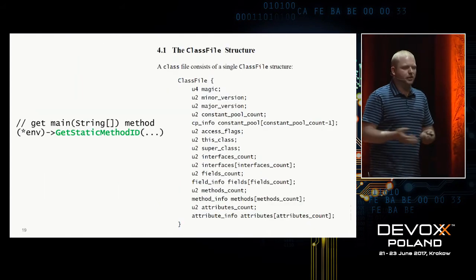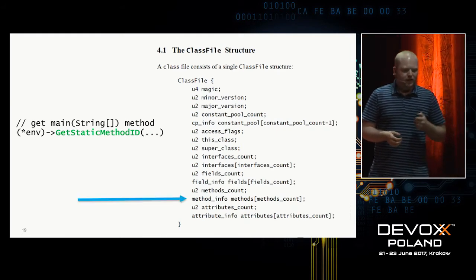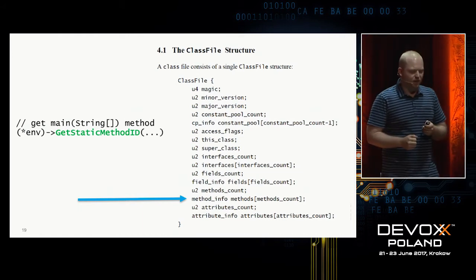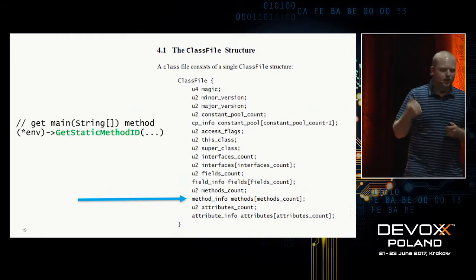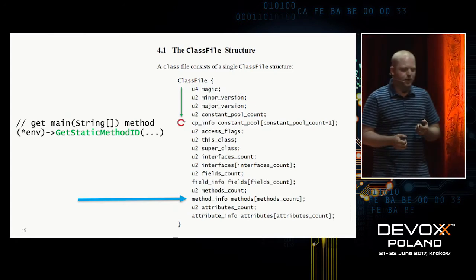And if we go back to the class file structure again, the main method that we want to find is right here, in the methods part of the class file. So to get to that, let's try to do that. First, we have to traverse some fixed size fields. That's easy enough. But then we hit the constant pool.